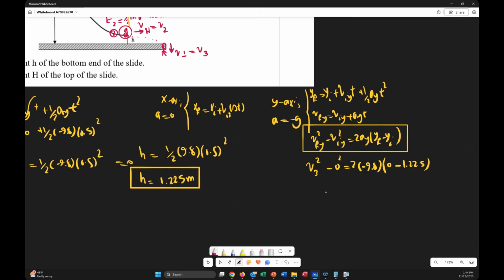Situation number 2. I know the height, so I can use this equation to calculate the V3, because I just calculated the height. Make sense?